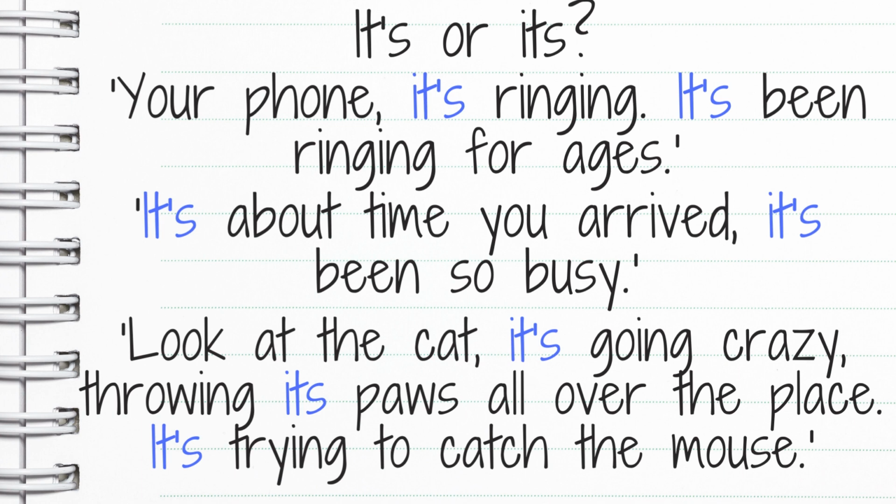Look at the cat. It's going crazy. So it is going crazy, throwing its paws all over the place. So "throwing its paws" is the possessive there, because "throwing it is paws all over the place" doesn't make sense. "Throwing it has paws all over the place" doesn't make sense. So remember, like I said, if you're ever confused which one it should be, say it how I just said it to yourself. And if it doesn't make sense, it's not right. Then "it's trying to catch the mouse." So it is trying to catch the mouse.